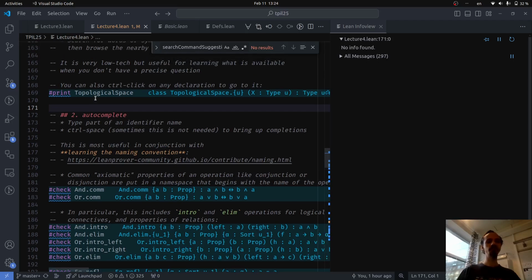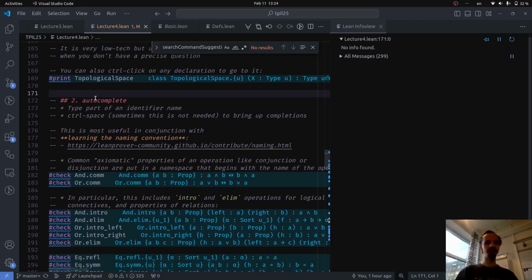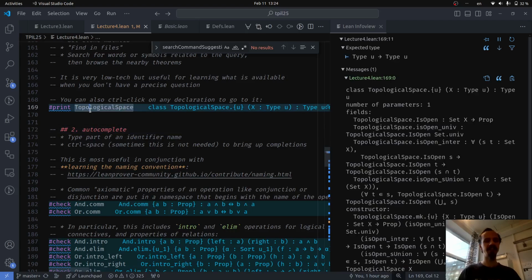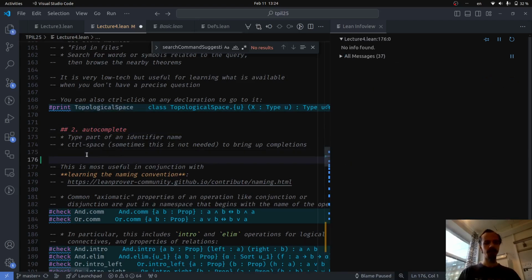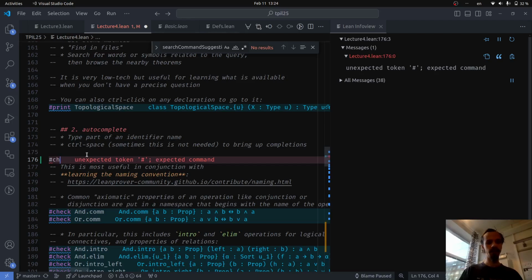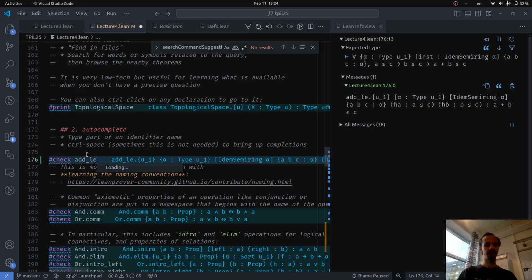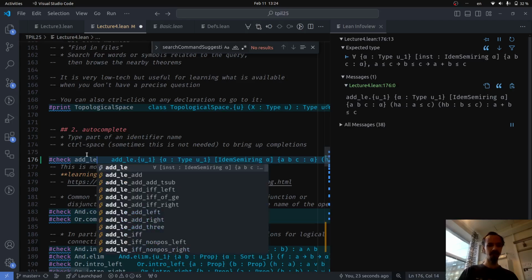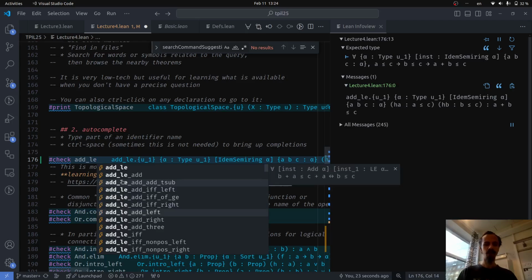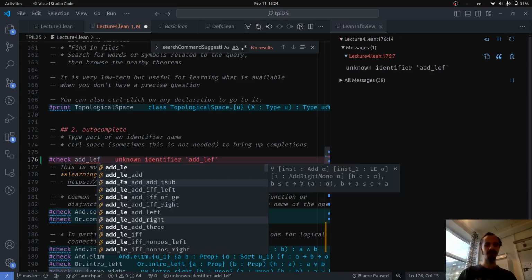All right. Method number 2 is autocomplete. So the basic idea is you want to know about some definition, and so you start guessing the name. So you say add left, I don't know, add LE, and then because I have a lot of things loaded right now. Okay, so now I see all of the things that start with add LE.